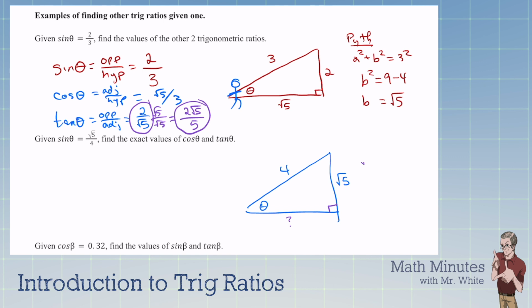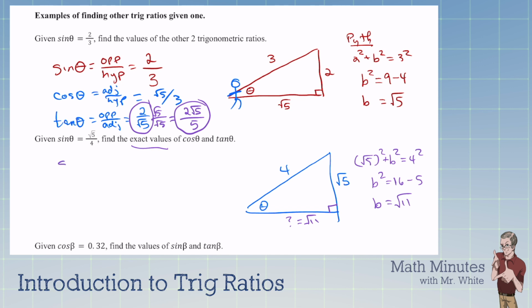We would have radical 5 squared plus b squared equals 4 squared. So this would be b squared is 16 minus 5, so b equals the square root of 11. So this equals the square root of 11 down here. So it does say find exact values, so that's why I'm not using any decimals here. So I want to keep it in terms of a radical.